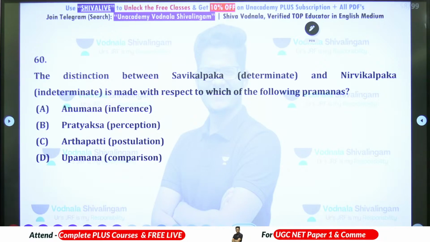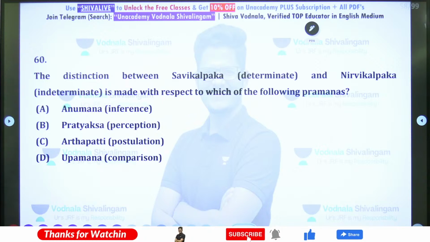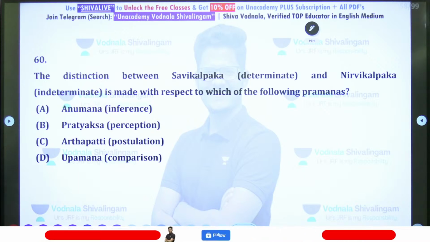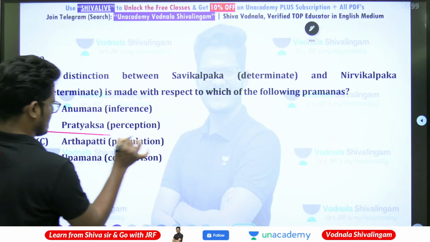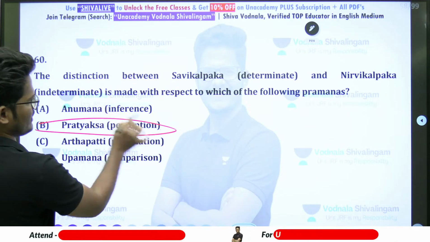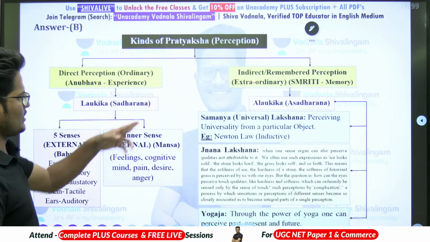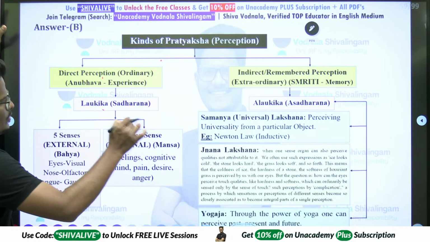The distinction between savikalpa and nirvikalpa is made with respect to which of the following pramanas? Option B is the given answer, Pratyaksha. The distinction between savikalpa and nirvikalpa is given in which pramana? Pratyaksha. There are 2 kinds of pratyaksha, I already told you: savikalpa and nirvikalpa, and laukika and alaukika.